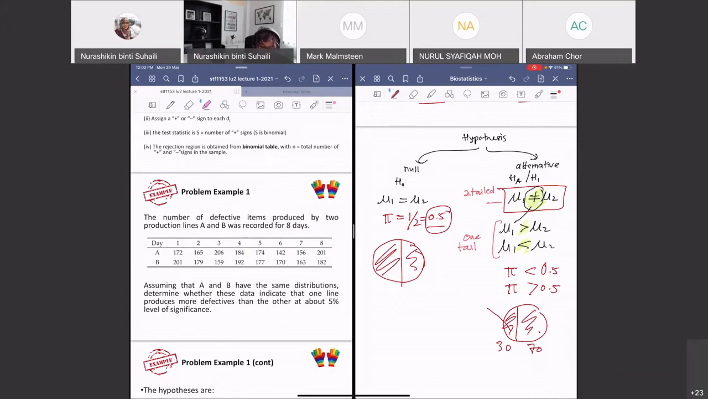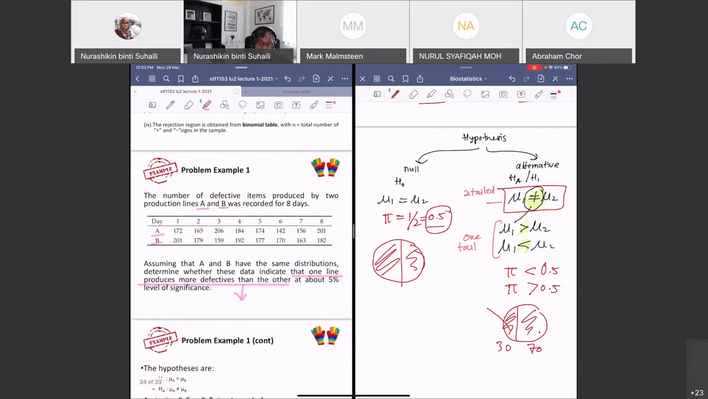Determine whether these data indicate that one line produces more defectives than the other. So now basically there are two production lines, A and B, right? So this is actually the keyword that indicates that this data needs to be analyzed by using a two-tailed test. What does it mean? Because it says that one line produces more defectives than the other, it doesn't mention A is greater than B or B is greater than A.